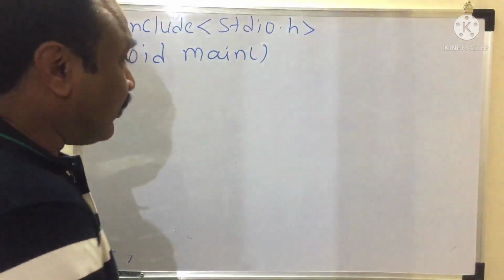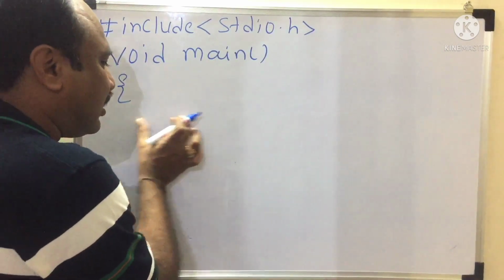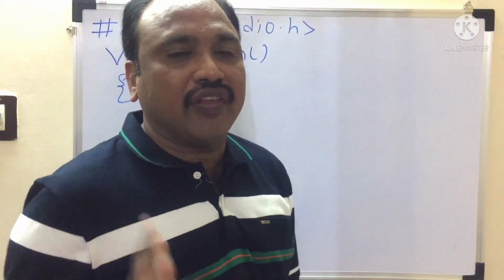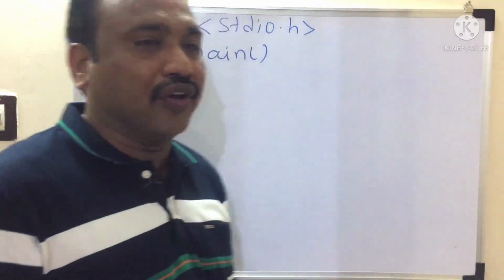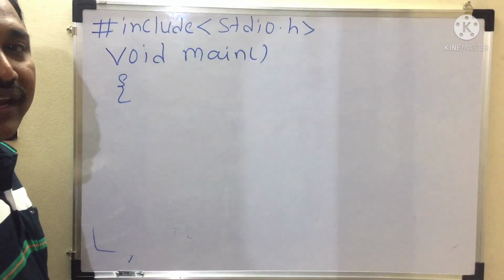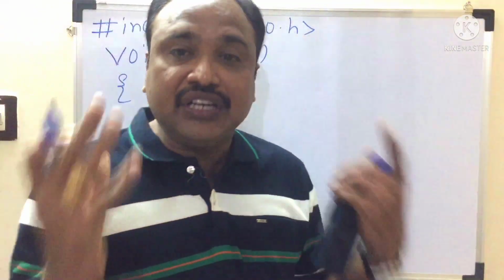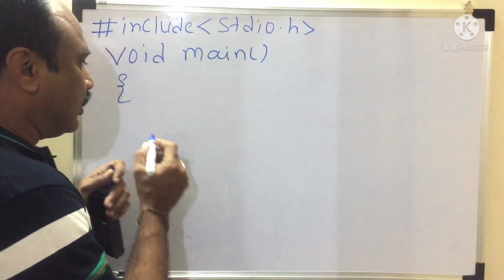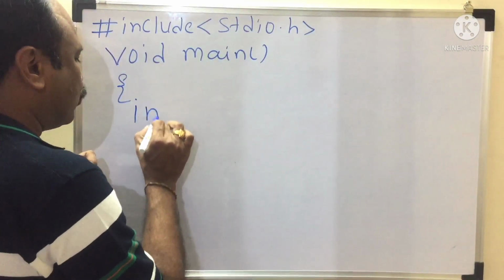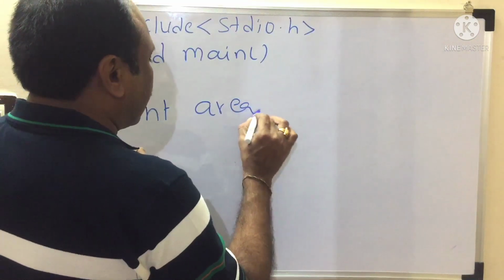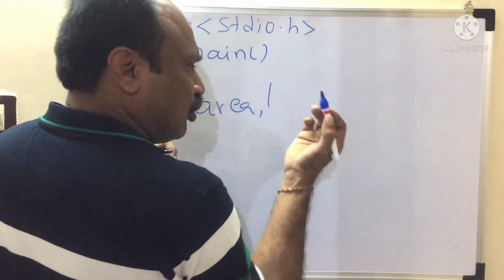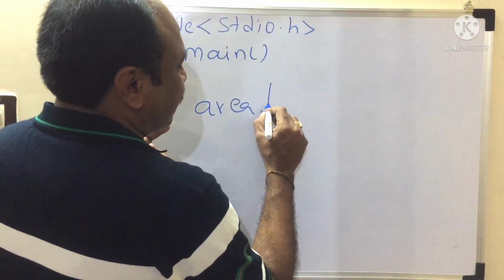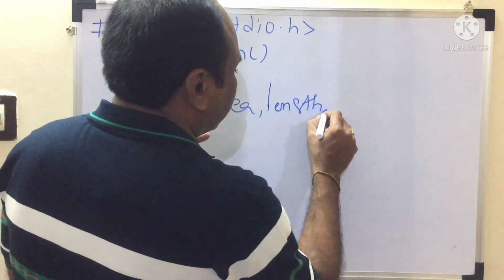Now, the first step: what is the data required in our program? We require three values: area, length, and breadth. What type do they have to accept? They have to accept integer values. So int area, comma, length. If you want to use L simply, you can, but for better understanding use length only, comma, breadth.